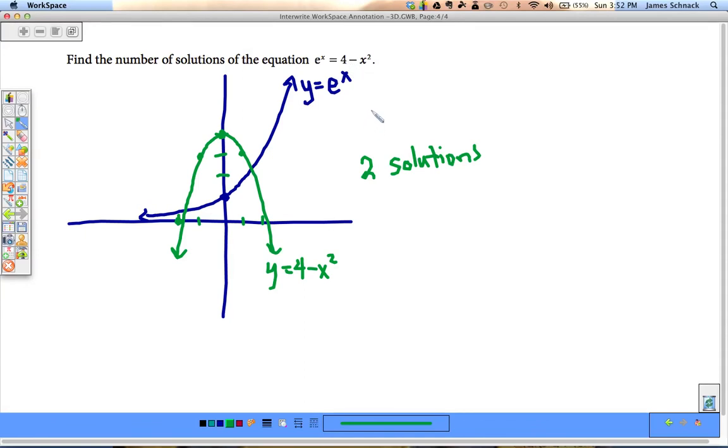So, graphing, most of it with the help of your calculator.